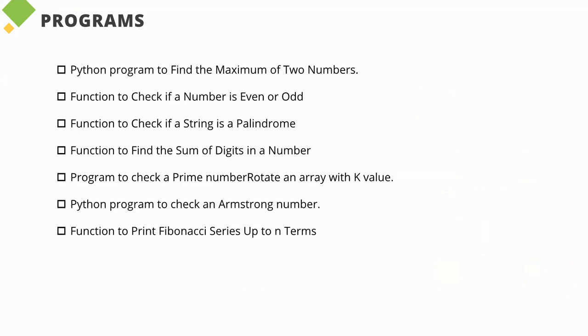Now let's go with the programs, how to write them in a function logic. These are all the programs which you have seen in general logic. Now let's interpret them into functions. So the first program is to find the maximum of the two numbers. Let's move to the compiler.